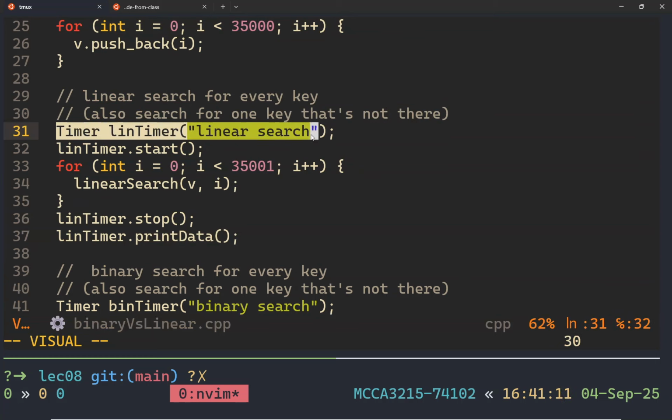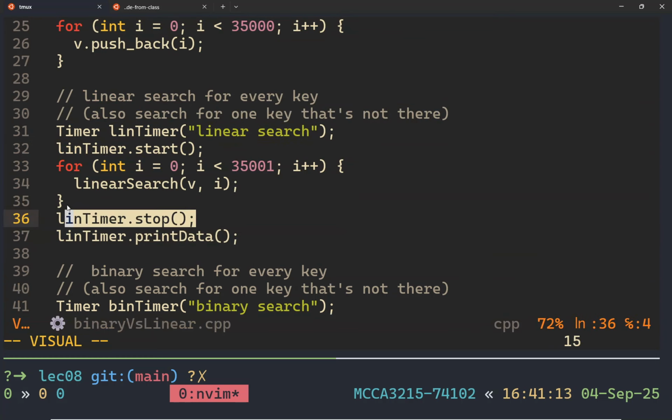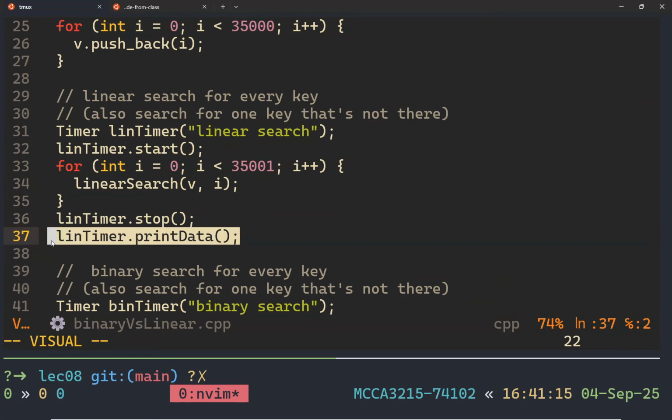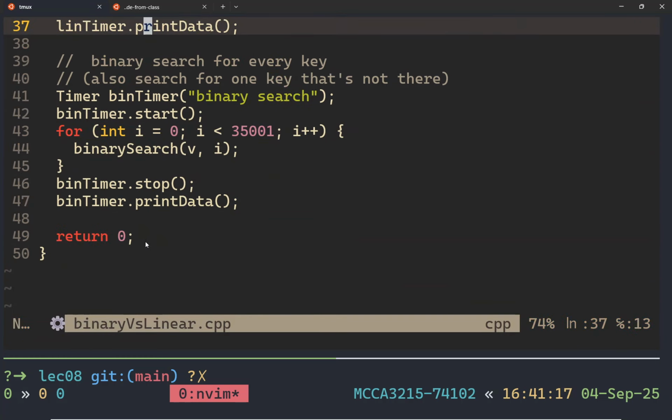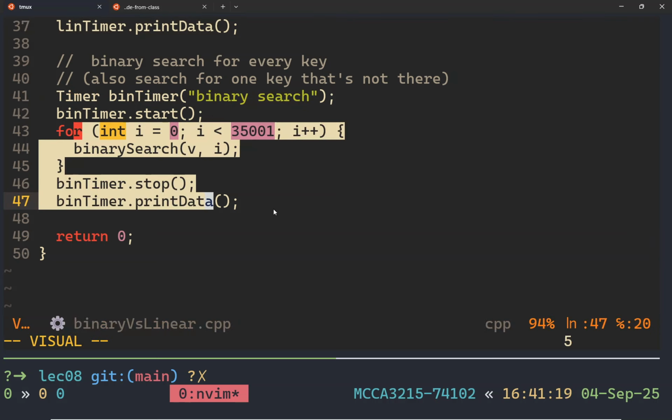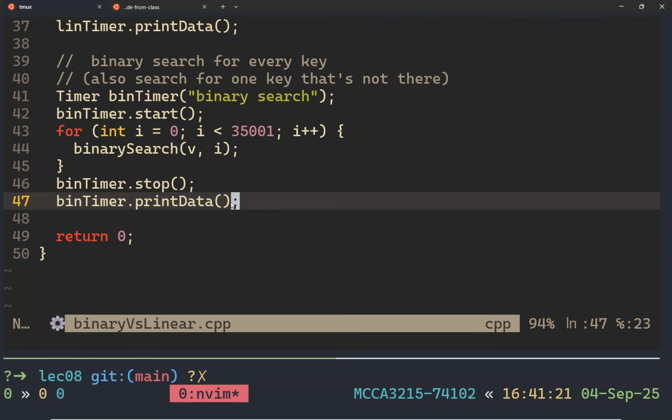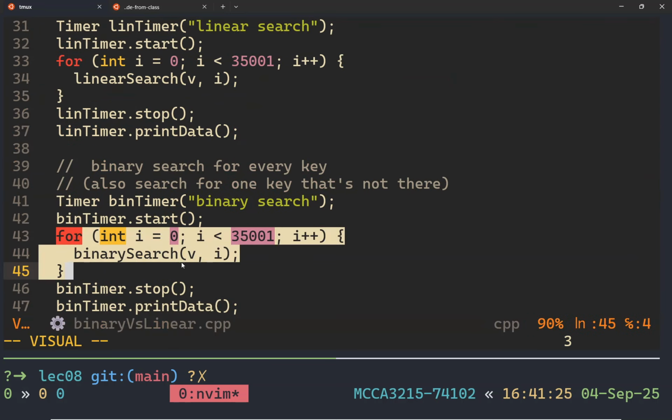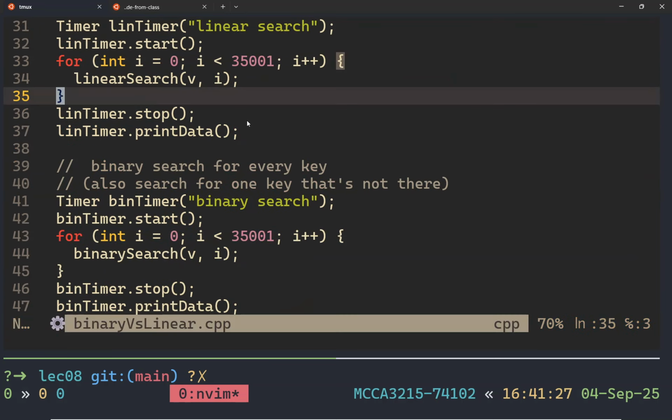We're going to make a timer for linear search, start it, stop it, linear search for everything, print out the time that it took to do all that. Same for binary search, start it and stop it. You should see a very stark difference in terms of how long it took to search for everything with binary search versus linear search, and your timer will prove it.